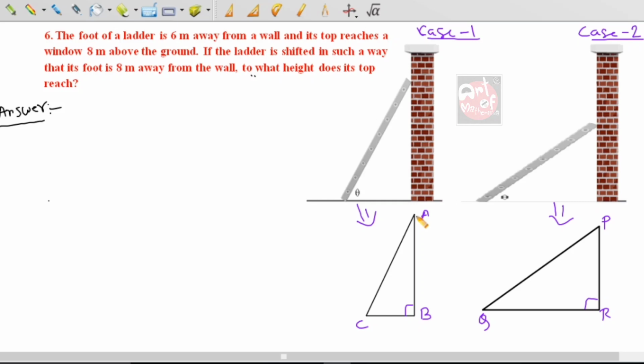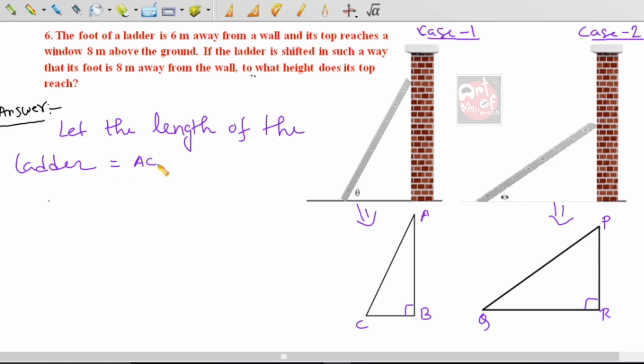So for case 1, AC is the length of the ladder. So we are going to write, let the length of the ladder equal AC, or PQ for the case 2 picture. Both are ladders. If I write PQR, that is A, B, C. That figure only I have drawn. So PQ equals AB here. So the length of the ladder is represented by both. Now for this case, it is given this is 6 meter and that one is 8 meter. Without drawing the figure you also can do it, but then you have to do it directly, finding the length of the ladder directly by Pythagoras theorem. So I am going to do it using the triangle.